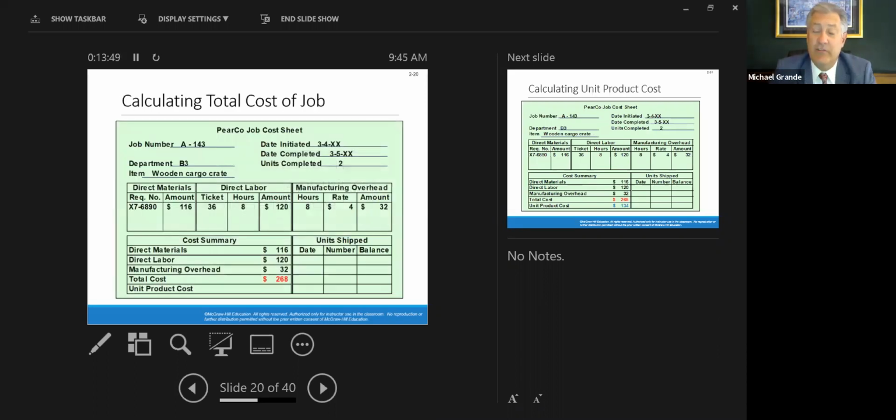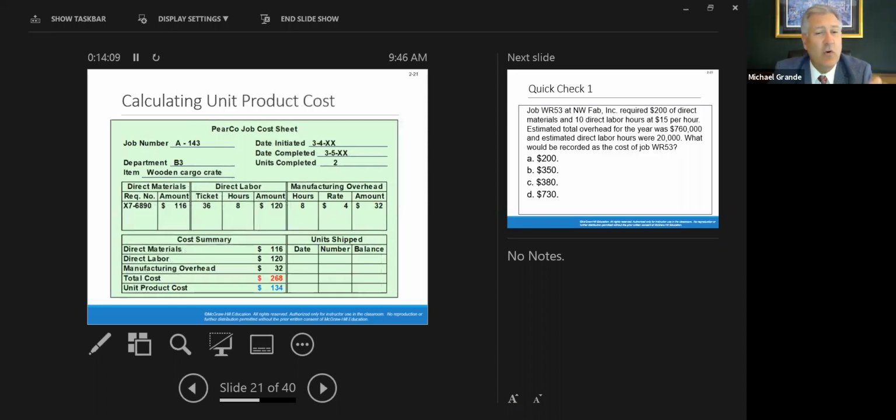We can now finish our worksheet. Total cost is $268. What is the cost per unit? Well, we're going to look up in the upper right-hand corner of this job cost sheet, and we know that we completed 2 units. So the total cost is $268 divided by 2 units. The cost per unit is $134.